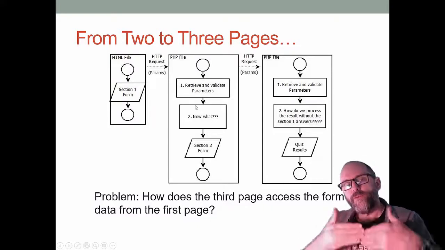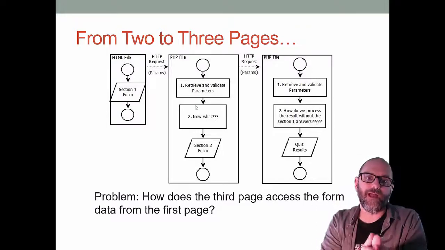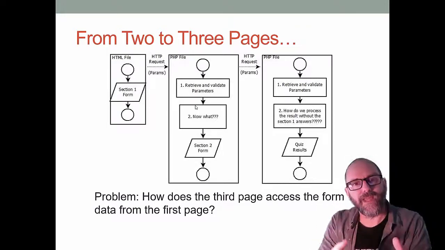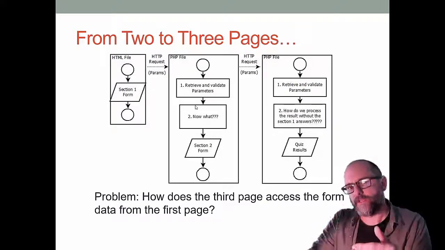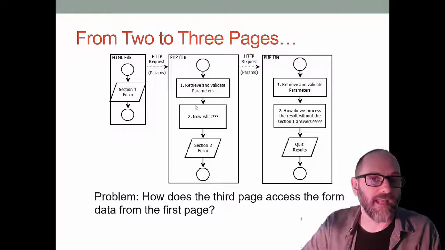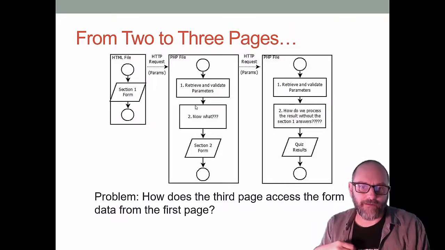So the user fills in their form, sends off the data to PHP page 1, which somehow creates some kind of tracking system for that user, stores their data for that user, and then the next time we send a request, it can recognize that this is the same user and access that data.